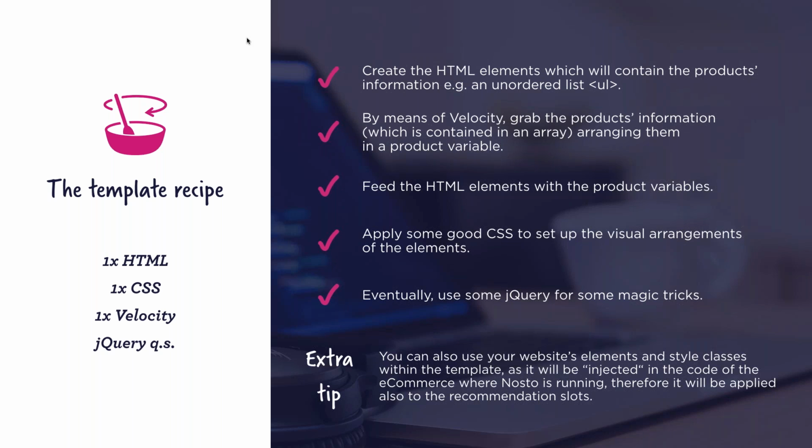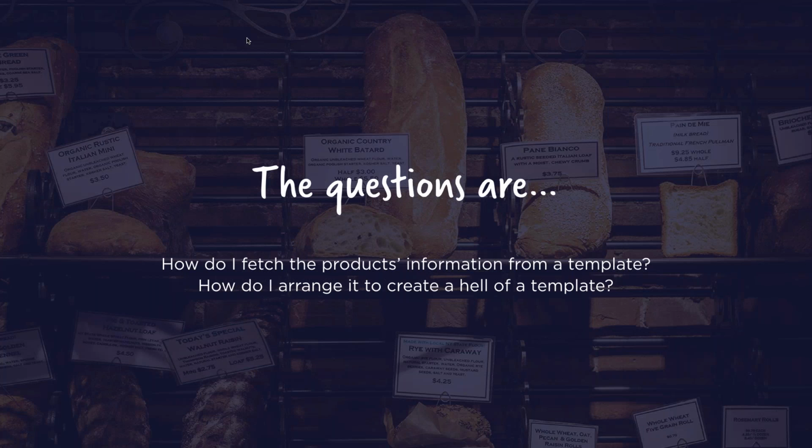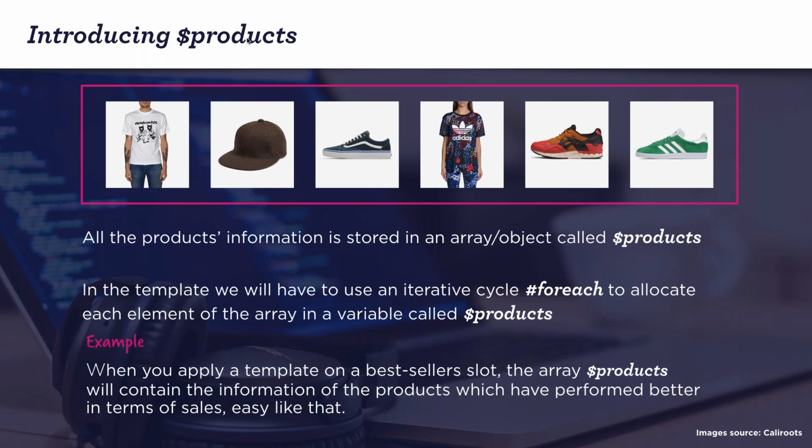But now that we have these macro steps, the questions are: how do I fetch the product information from a template, and how do I arrange it to create a template? So first of all, let's focus on where the information is, which is a very important topic. So $products is our starting point. $products is the array which contains all the products information that will be related into a template from a slot.